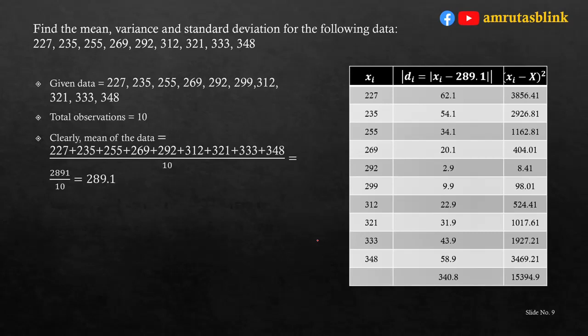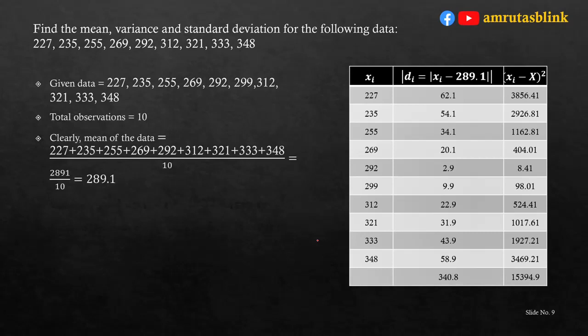So, we can directly calculate the mean as the sum of all the observations divided by the number of observations, that is 227 plus 235 plus 255 plus 269 plus 292 plus 312 plus 321 plus 333 plus 348 divided by 10, that is 2891 divided by 10, which is equal to 289.1. So the first part of the problem, that is the mean, we have calculated for the given data, which is equal to 289.1. Now, next we need to calculate the deviation, that is, the variance and standard deviation.